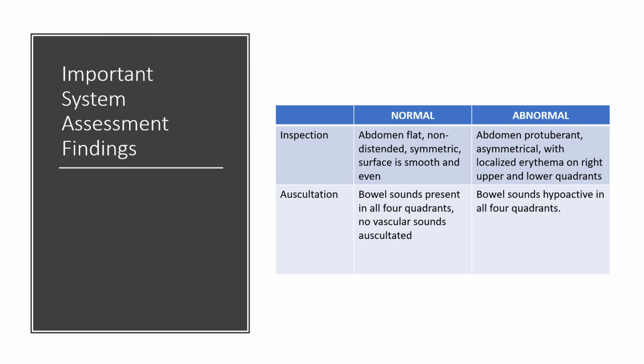For abnormal, you would have maybe an abdomen that was protuberant, asymmetrical, with localized erythema on the right upper and lower quadrants. That's just an example. Or you may have bowel sounds hypoactive or not present at all in all 4 quadrants. Keep in mind that you have to listen for a full minute to say that somebody has no bowel sounds.